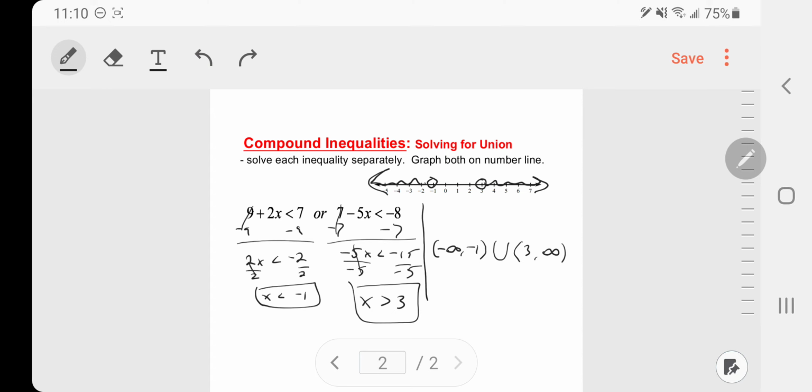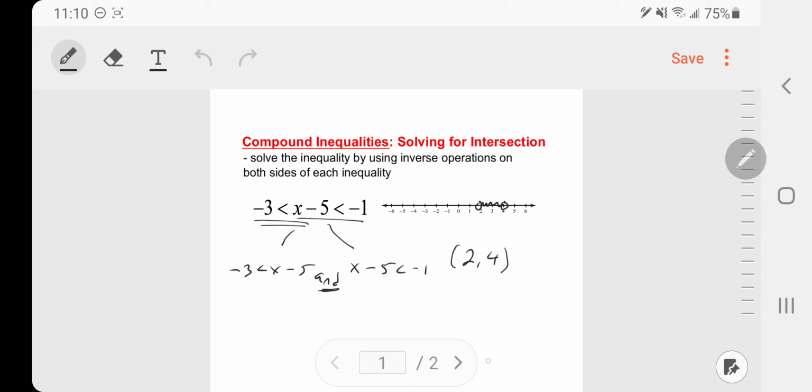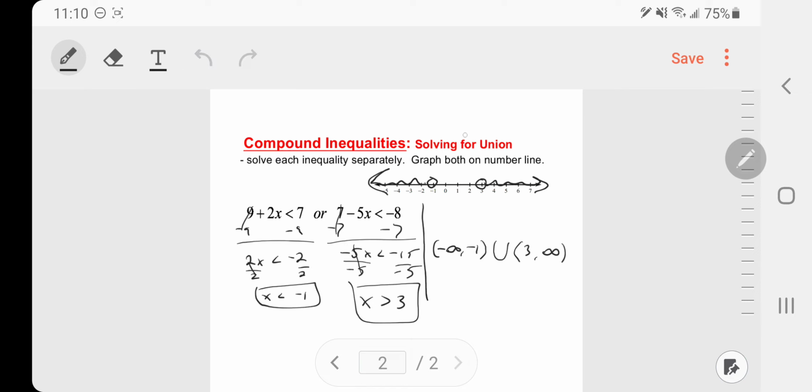Okay, so that's pretty much the two main types of compound inequalities. Again, we have the intersections that are separated by an and statement where you're shading in between most of the time. And also we have the union here where you're looking at the two different solutions on the same number line because it's the union of your solutions.